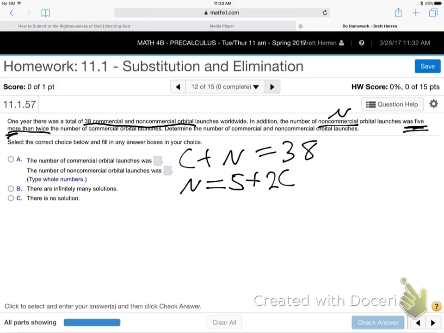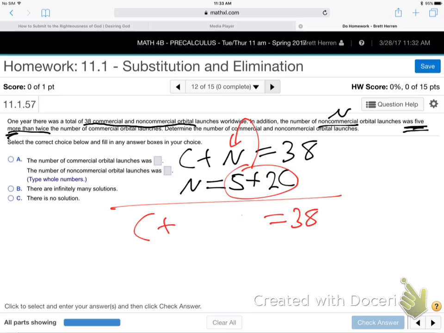That good? Could we type it into our graphing calculator? Let me show you that. Or you could do plug. Yeah, this would be another plug-in to be easy. See how that second equation's just begging for a substitution? He's saying, look, n equals 5 plus 2c. Therefore, plug that in for n in the other equation. So the other equation, c plus n is 38, but instead of n, I'll put in 5 plus 2c because n is 5 plus 2c.